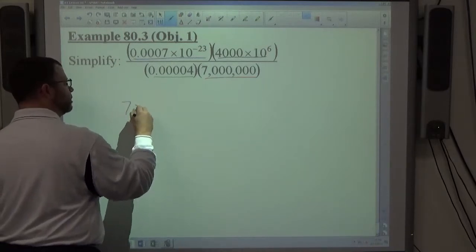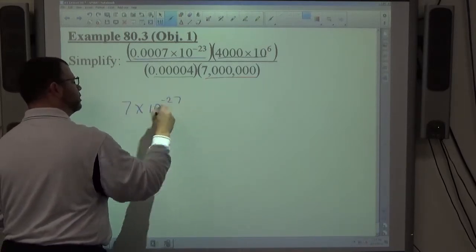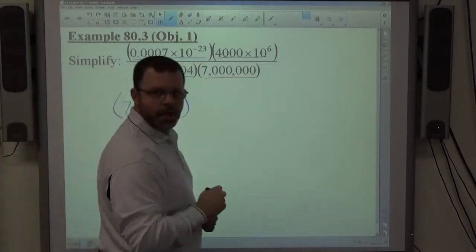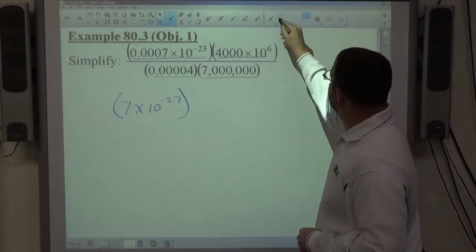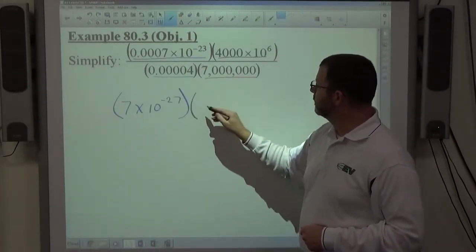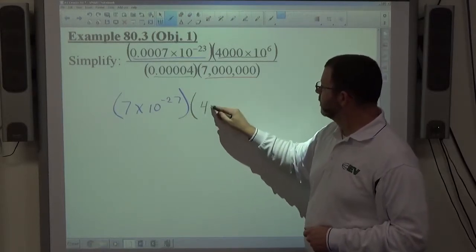7 times 10 to the negative 27. And let's move on to Preston. Let's go with the black one. It'd be 4 times 10 to the 9. Perfect.